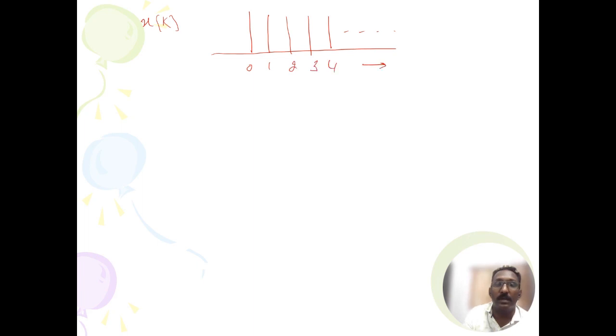Let me plot x of k and h of n minus k. This is x of k. The same x of n I am plotting with respect to k. This is k, and this is 1, and its value is 0 at minus 1 and at minus 2. Similarly, h of k.